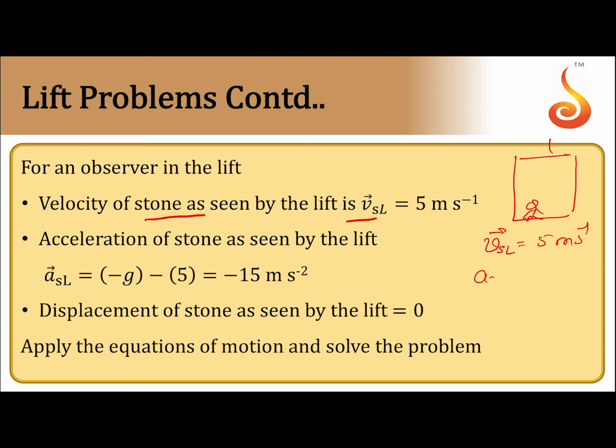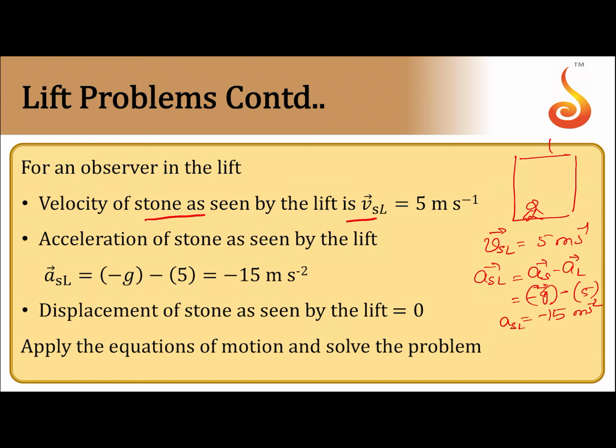Acceleration of the stone with respect to lift is acceleration of the stone minus acceleration of the lift. What is it? Acceleration of the stone. Stone is moving under the influence of gravity, so I will write as minus g, and acceleration of the lift is 5. So I can say this is minus 15 meter per second square. That is the value of acceleration of the stone with respect to this.